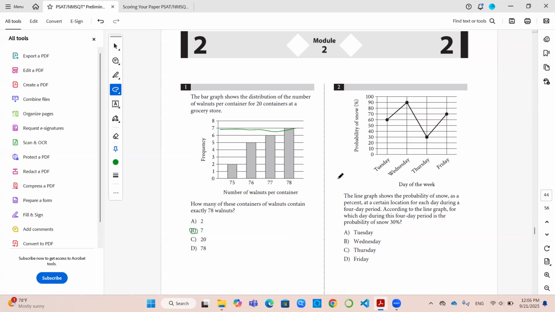The line graph shows a probability of snow as a percent at a certain location for each day during a 4-day period. According to the line graph, for which day during this 4-day period is the probability of snow 30%? So if we draw here, it's Thursday. So C is the correct answer.